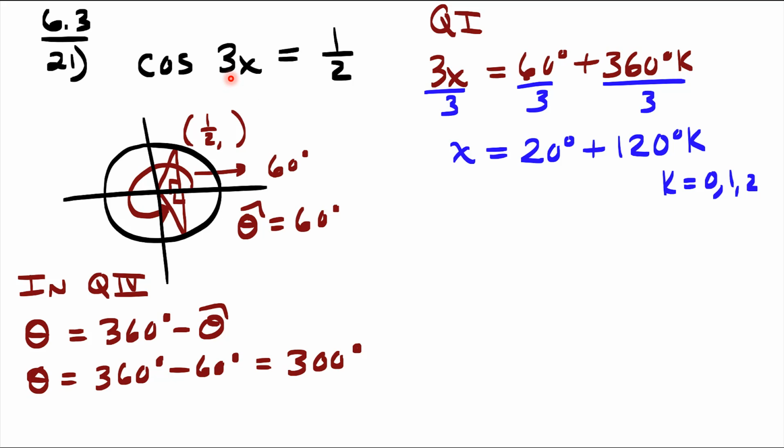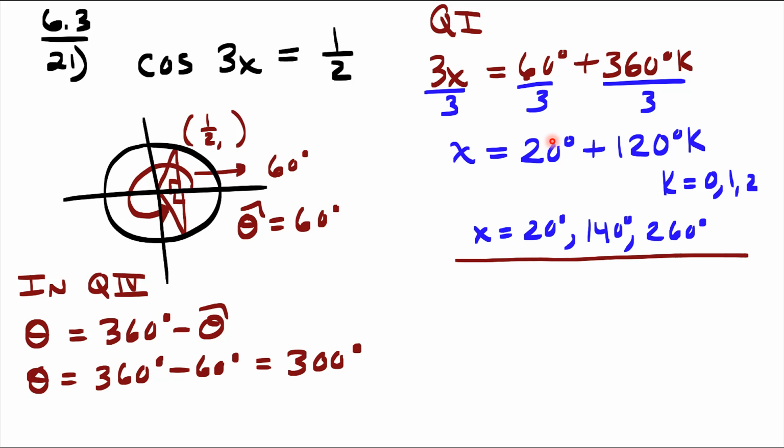If we do that, you can do that in a calculator, or you can do that in your head real quickly. If I plug a 0 into the k value over here, that would be 20, obviously. If I keep adding 120 to 20, that'd be 140. And then adding 120 again would be 260. So there are my answers. Let's go to the very bottom one now.